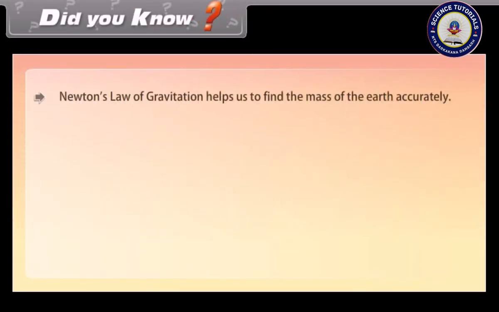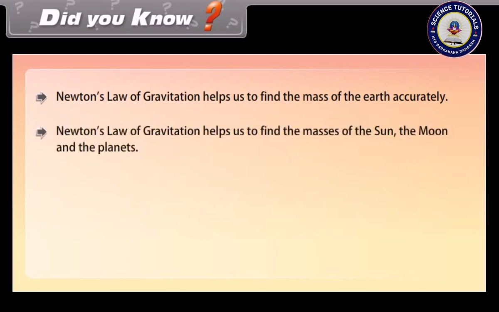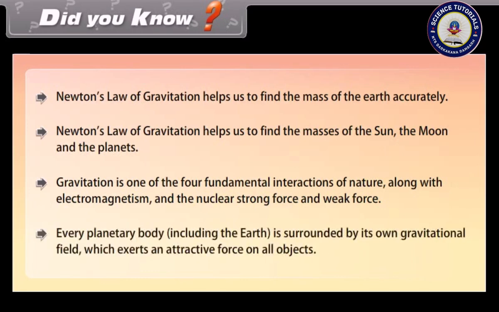Did you know Newton's law of gravitation helps us to find the mass of the earth accurately? It helps us to find the masses of the sun, the moon, and the planets. Gravitation is one of the four fundamental interactions of nature, along with electromagnetism and the nuclear strong force and weak force. Every planetary body, including the Earth, is surrounded by its own gravitational field, which exerts an attractive force on all objects.